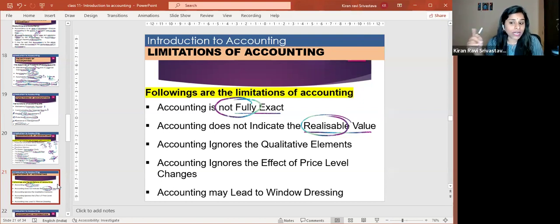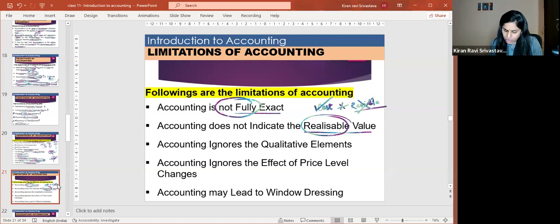So accounting does not indicate the realizable value. Accounting indicates how much is the book value of that particular asset. Now, these things might sound technical, but when you do separate chapters, then you will understand the in-depth meaning of it. But I am trying to explain as far as possible what that is. So cost is different from realizable value. Realizable value is that today if you sell, how much resale value you will get. So in accounting, we do not record the resale value, we record at the purchase value or the cost value.